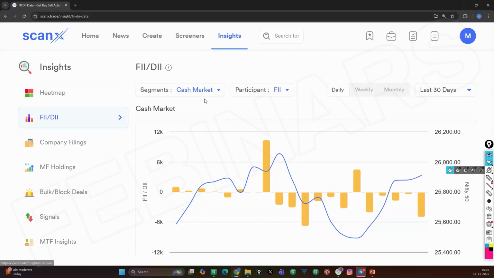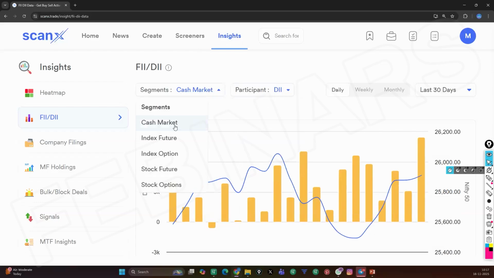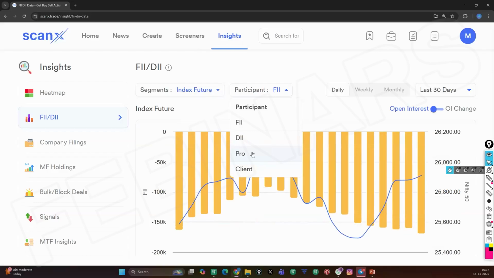After the FII data, you need to select the segment, and then select the participant. Do you want to see the FII data, or the DII data, or the Pro data? The Pro traders are not investors, they are traders. If you select futures data, you will automatically get Pro. Pro means professional traders or a prop desk. They are highly qualified, highly intelligent traders sitting in the prop desk and trading on behalf of institutions. So these are the Pro.